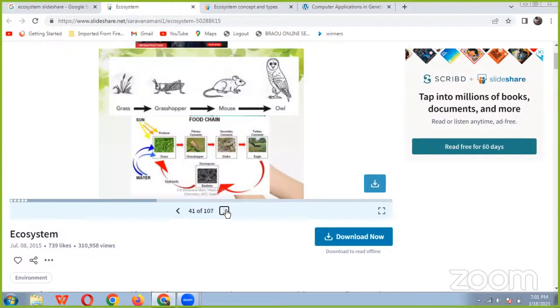Phytoplankton, zooplankton, fish; or grass, rabbit, raptor. These are sequences of the grazing food chain. The first one is the phytoplankton, which is eaten by the zooplankton, and the zooplankton is eaten by the fish. Next one is the rabbit or grasses. These are grazing food chains.